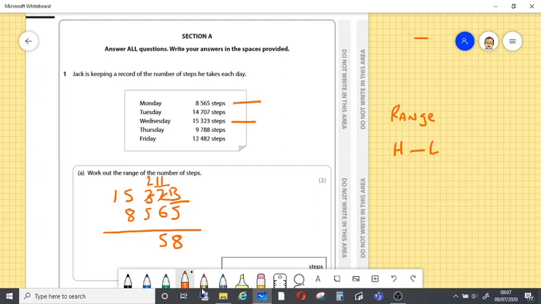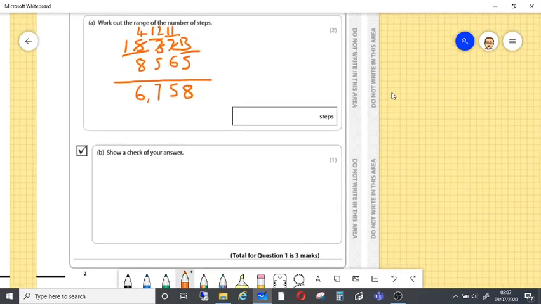2 take away 5 I also cannot do, so I'll borrow from here, make that a 4, carry the 1 over. So now I'm looking at 12 minus 5, which leaves me with a value of 7. And then 4 take away 8, I can't do that calculation, so I'll borrow the 1. So now I'm looking at 14 take away 8, which leaves us with 6. So the difference between the highest number and the lowest number, which is the range, is 6,758 steps.